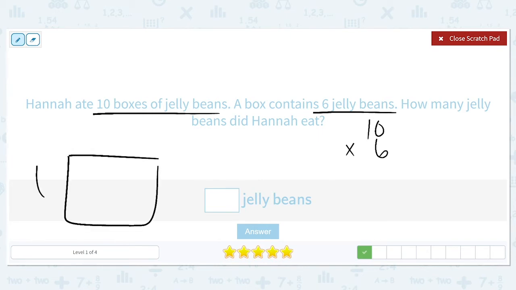We have 6, we have 1 ten, and 0 ones. 6 times 10 is 60, and 6 times 0 is 0. When we add those together, Hannah ate 60 jelly beans.